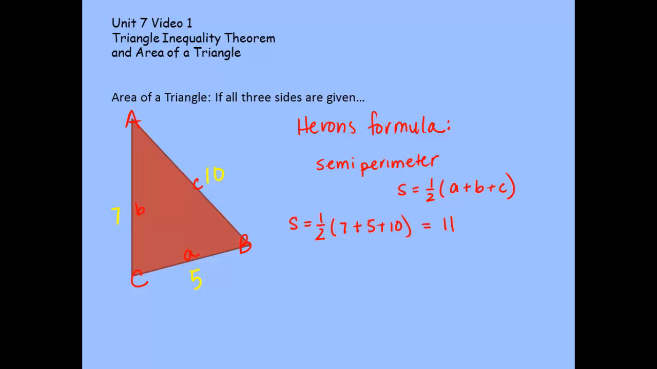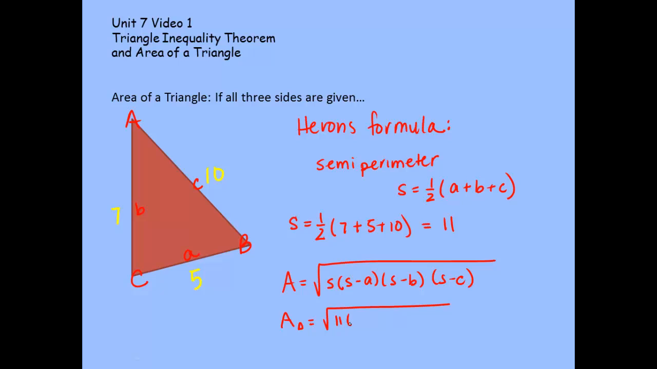The second step is to actually apply Heron's formula. Heron's formula says the area of the triangle with these 3 side lengths is the square root of S times S minus A, S minus B, and S minus C. So I have to know what my semi-perimeter is in order to use this formula. If I substitute all of this in, my area would be the square root of 11 times 11 minus 5 times 11 minus 7 times 11 minus 10.